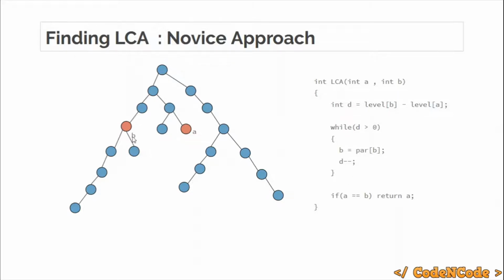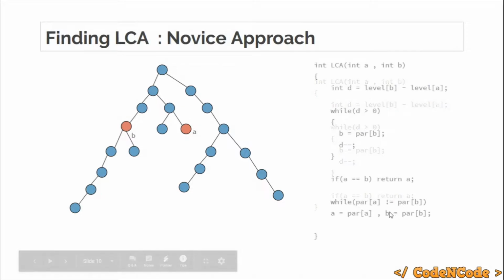Otherwise they are on the same level but in different subtrees. Now the time is to raise both of them one by one, together. So what we would do, either we can raise A and B till A is equal to B, or till parent of A is equal to parent of B.